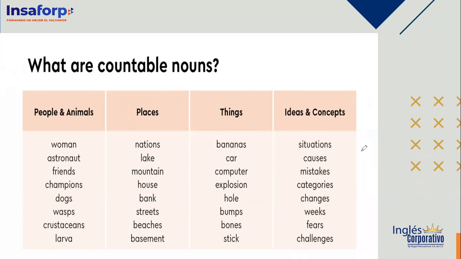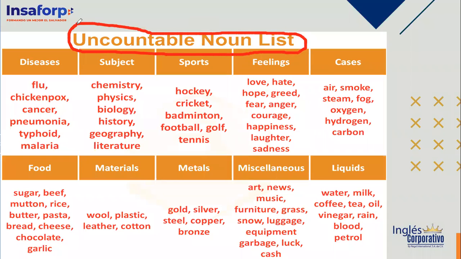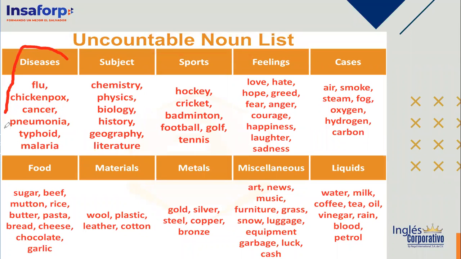And you also have, guys, you also had the option for uncountable nouns. But in order to understand uncountable nouns, you need to understand first that the uncountable nouns, they have categories. For example, for diseases, what are some diseases that you cannot count?